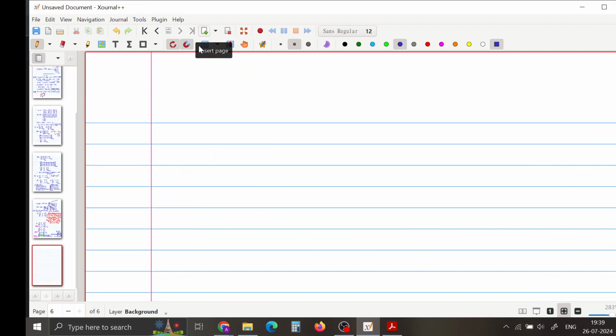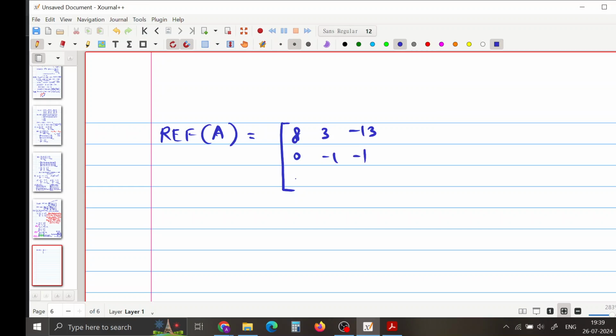Now let me go to the next page. So REF of A, we just found one possible REF, which is 8, 3, minus 13; 0, minus 1, minus 1; and all 0. Now in order to transform this further into RREF, what can we do? For RREF, the condition states it has to be in REF first. We will take the REF and then further transform it into the RREF. It's already in REF. Additionally, the pivots should be 1. The pivots are this 8 and minus 1. We have to make them 1. So simply, we can normalize these two rows with respective scalars.